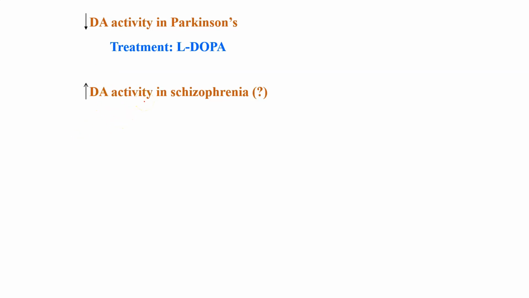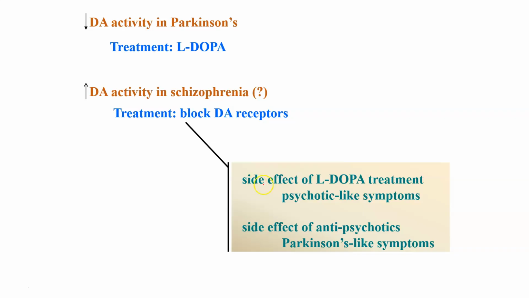Interestingly enough, it is thought, although not entirely confirmed or consistent, that increases in dopamine activity contribute to psychosis symptoms in schizophrenia. And the way they treat schizophrenia is by blocking specific types of dopamine receptors. What's interesting is that a side effect of too much L-DOPA can produce psychotic-like symptoms, similar to what we might see in schizophrenia, but purely caused by L-DOPA treatment. And a side effect of antipsychotics, which is what the category of drugs used to treat schizophrenia is called, can produce Parkinson's-like symptoms. It's not Parkinson's disease, but caused entirely by the actions of antipsychotics.